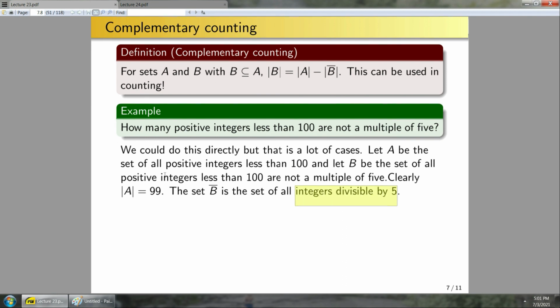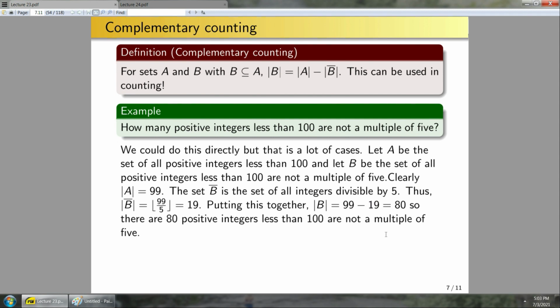So notice here, I changed the not a multiple of 5 to divisible by 5 or not a multiple of 5. Those two statements are equivalent. Now, I know how to compute the size of B complement, right? Size of B complement is simply going to be this value here, or 19. So now I can put these together and use my complementary counting technique to know that the cardinality of B is the cardinality of A, 99, minus the cardinality of B complement, 19, which is just simply equal to 80. So from here, there's 80 positive integers less than 100 that are not a multiple of 5.